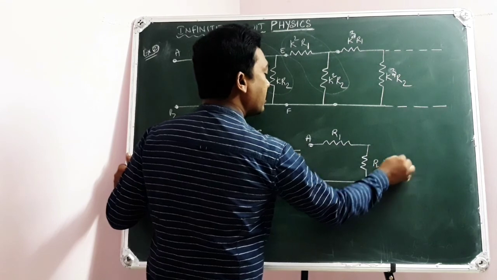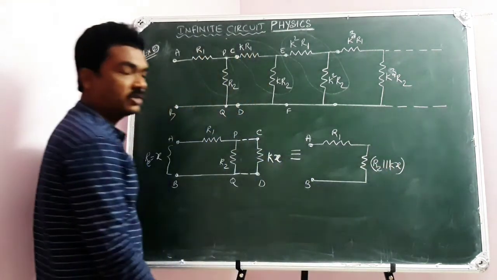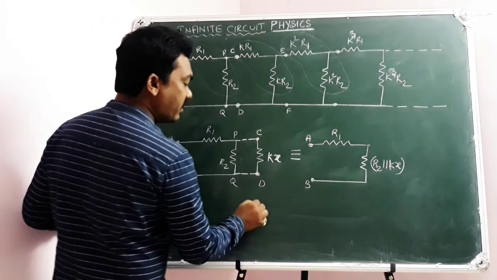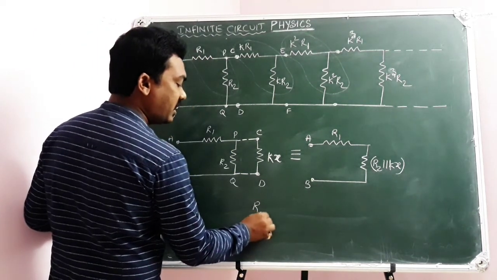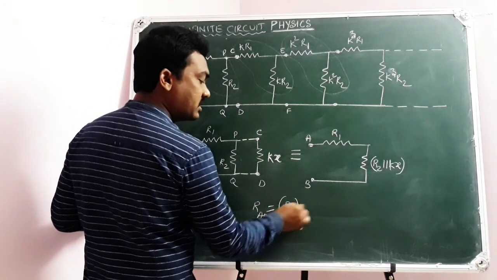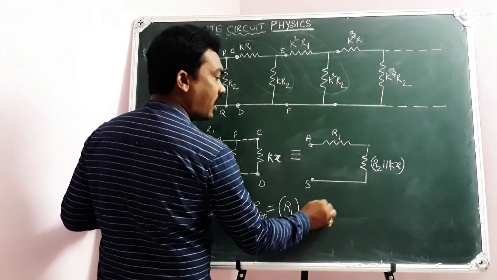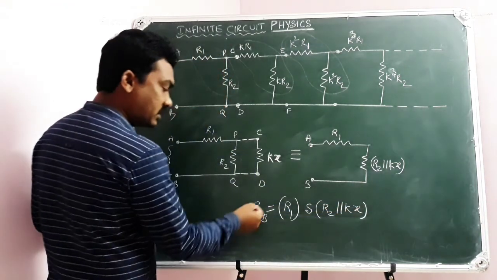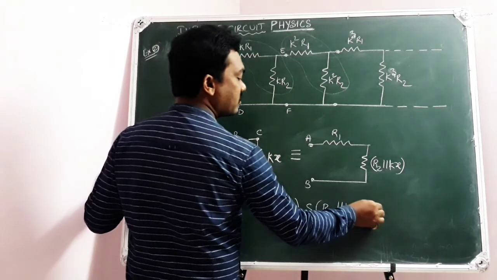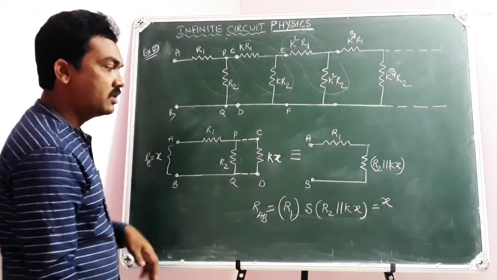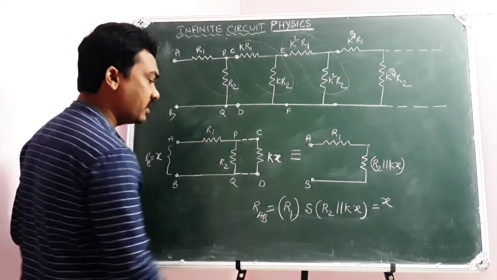Of course, I apply R1 R2 plus R1 R2 by R1 plus R2. So now, while finding equivalent resistance across AB, R1 is in series with R2 parallel Kx. This is equal to X, because equivalent resistance across AB is X. If you wish to simplify, you simplify.